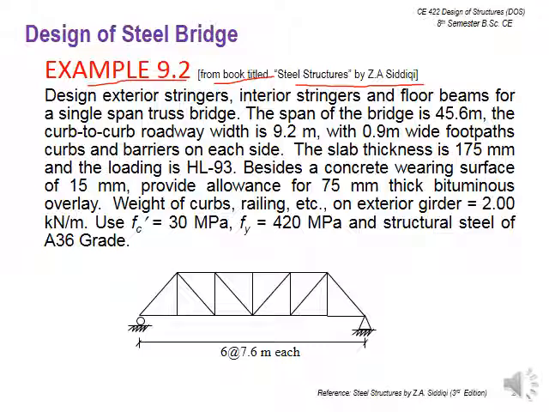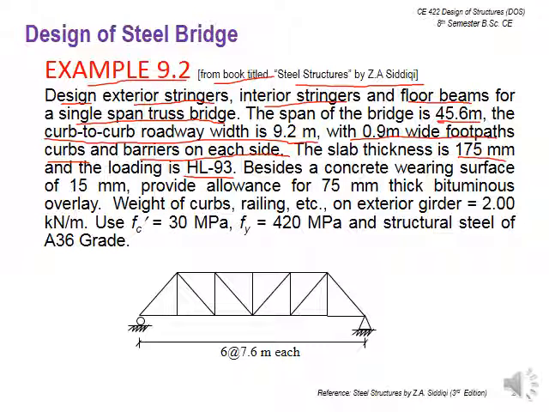We start with the problem statement, in which we have to design exterior stringers, interior stringers and floor beams for a single span truss bridge. The span of the bridge is 45.6 meters. The curb to curb roadway width is 9.2 meters, with 0.9 meter wide footpaths, curbs and barriers on each side. The slab thickness is 175 millimeter and the loading is HL93.